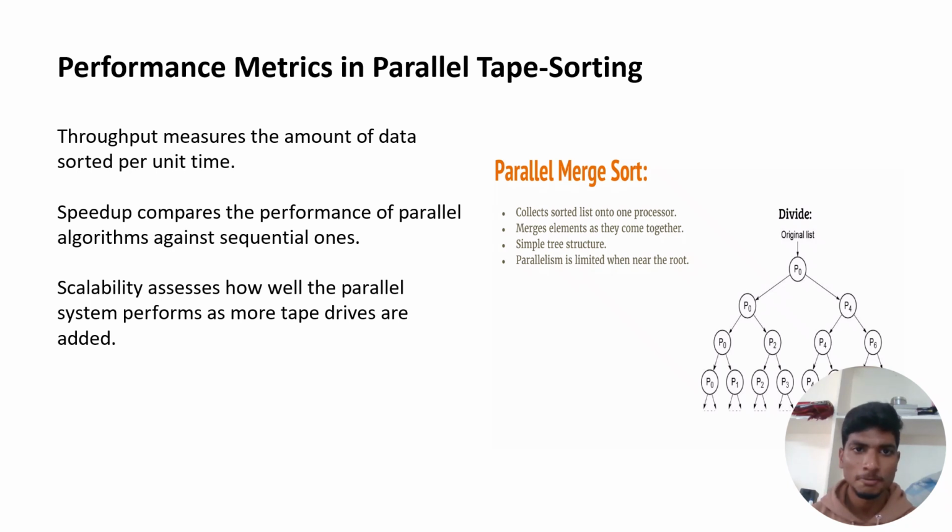Performance metrics in parallel tape sorting. Throughput measures the amount of data sorted per unit time. Speedup compares the performance of parallel algorithms against sequential ones. Scalability assesses how well the parallel system performs as more tape drives are added.